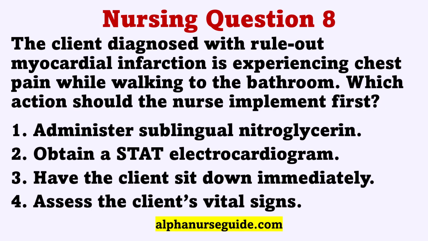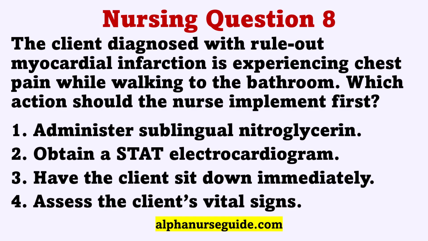The client diagnosed with rule-out myocardial infarction is experiencing chest pain while walking to the bathroom. Which action should the nurse implement first? 1. Administer sublingual nitroglycerin. 2. Obtain a stat electrocardiogram. 3. Have the client sit down immediately. 4. Assess the client's vital signs. The correct answer is 3.